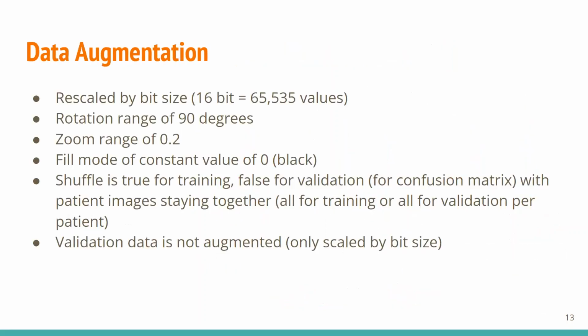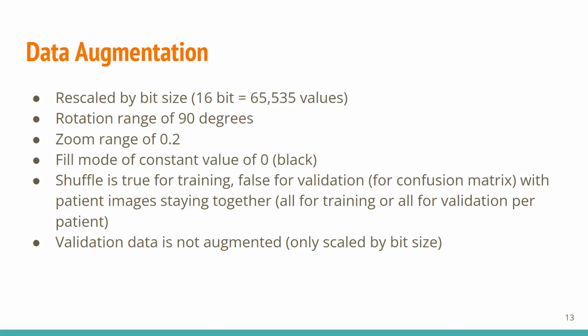So to begin our model, we did some data augmentation. We had the 16-bit depth size, which is 65,535 values, so we rescaled by that to make it 0 to 1 instead of 0 to 65,535. We also allowed a rotation range of 90 degrees, a zoom range of 0.2, and used a fill mode of constant value 0 for the rotation, which is black, the background of our SHG images.